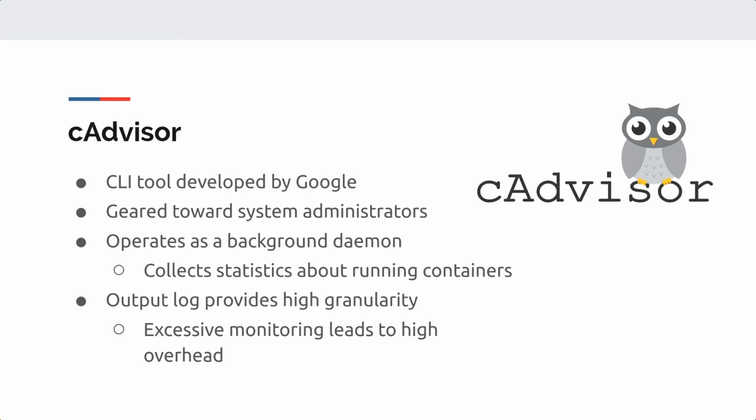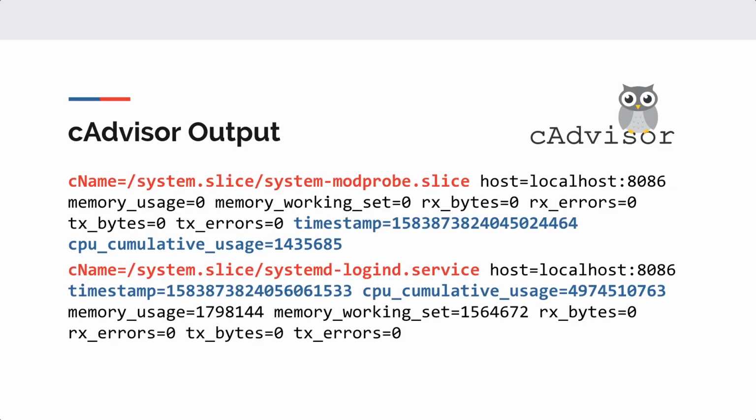C-Advisor is a CLI tool developed by Google to aid system administrators. C-Advisor operates similar to Docker, running as a background daemon and collecting statistics on resource isolation parameters, historical resource usage, and network statistics. C-Advisor also outputs a log that provides data for all running containers. The data it includes, highlighted in blue, contains CPU stats and timestamps, which is what we're looking for.